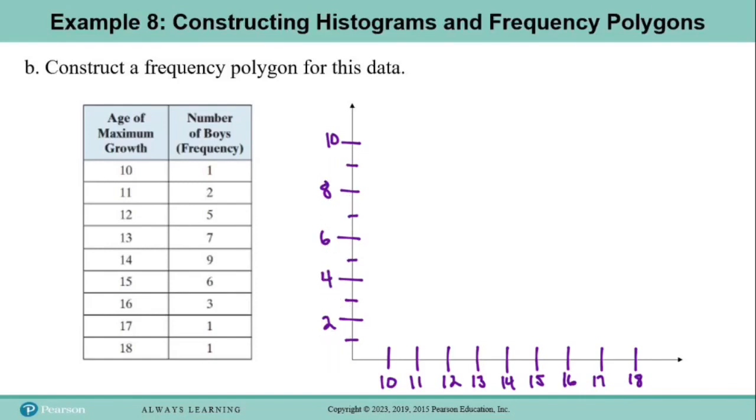Now this time, because we're doing a frequency polygon, we're just going to put a dot at the proper height for each class. So for the 10, the dot goes at a height of 1. So there it is. For the 11, the dot goes at a height of 2. So it'll go about right here. For the class of 12, the dot should go at a height of 5. Then 7, 9, 6, 3, 1, 1.